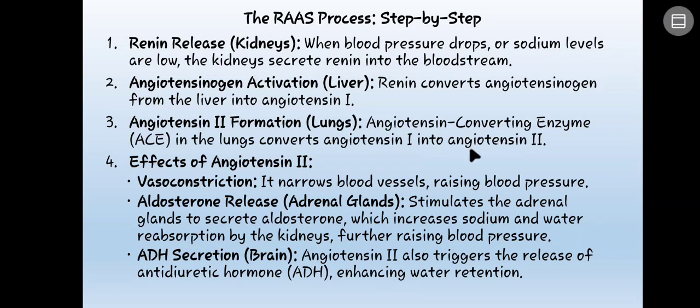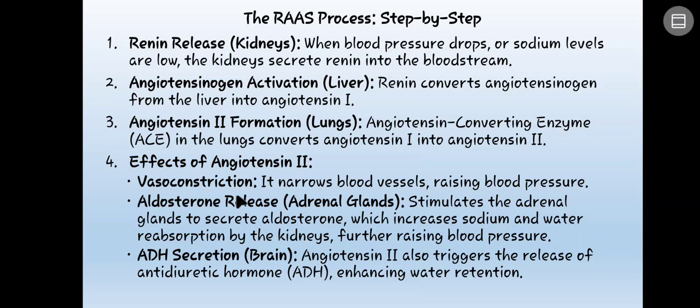Now, this angiotensin 2 is a potent vasoconstrictor. And it also has the ability to stimulate the adrenal glands, specifically the adrenal cortex, to produce aldosterone. And aldosterone acts on the kidneys to ensure sodium and water retention. Once sodium and water are retained, at the end of the day, the blood volume will increase. And the moment your blood volume increases, blood pressure will increase.